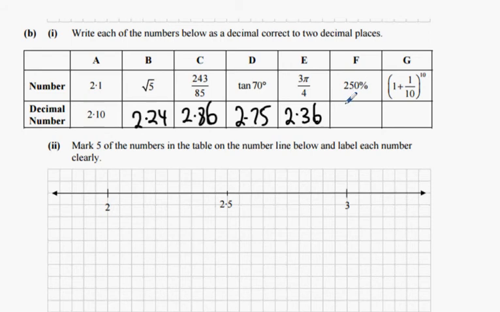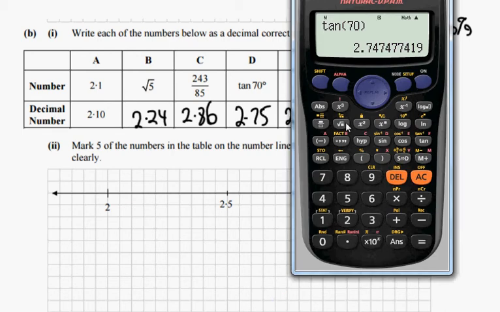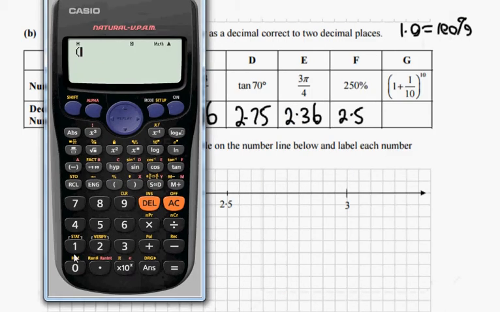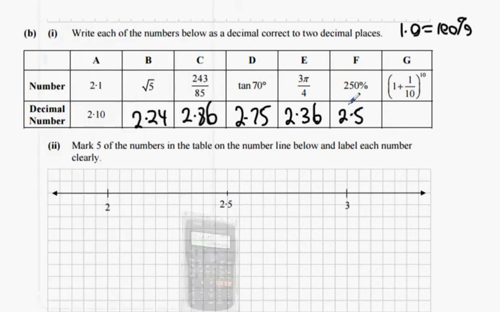250%? 1.0 is 100%. What does that mean about 2.5? What does that mean about 250%? 2.5. Then this last one, you just got it. It's just basically entered into the calculator. It's going to be 1 plus a fraction, one tenth, and then to the power of 10. And what you get there is that number there, so 2.59.